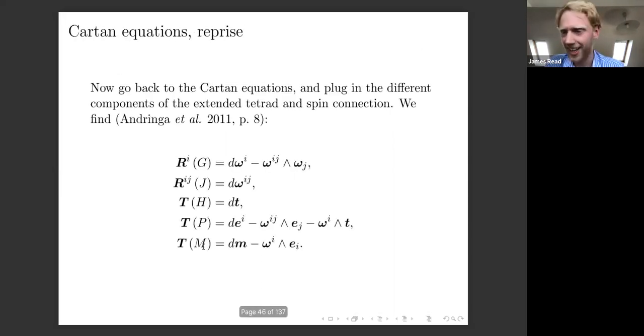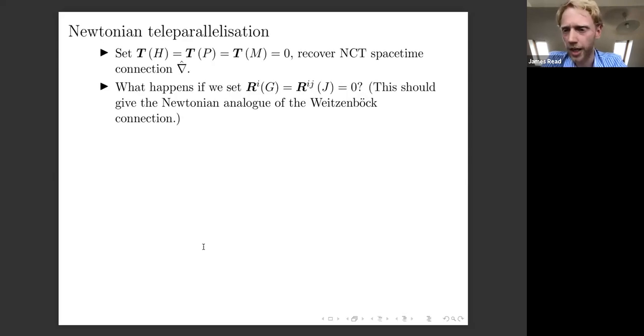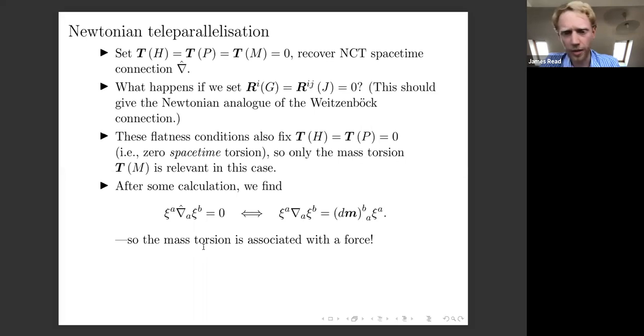All right, so once again, that was not us. People had done it before. But now we can think about trying to do the same thing that people do in the context of GR and teleparallel gravity, but in the Newtonian case. So if you set the torsions to 0, you will recover the Newton-Cartan space-time connection, nabla hat. You can ask what would happen if I were to set the curvatures to 0. What would drop out? If I impose those conditions, in fact, 2 of the torsion equations are automatically set to 0 as well, which tells us that I have 0 space-time torsion. So it's only going to be the mass torsion which is relevant. If I then push through, I'll find that I get this force equation corresponding to the Newton-Cartan geodesic equation.